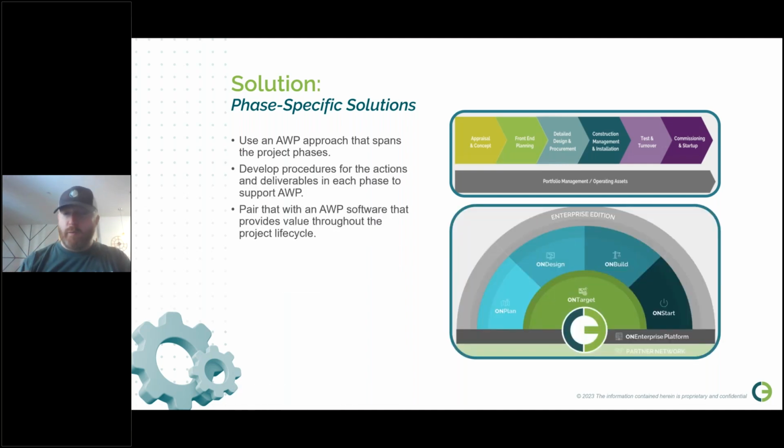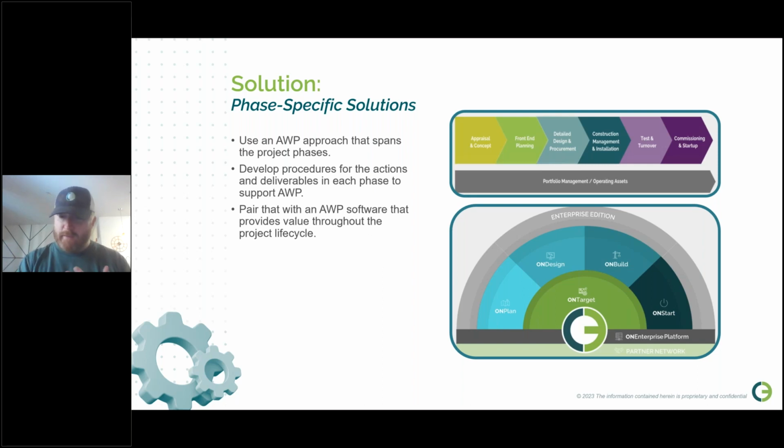You want to develop procedures for the actions and the deliverables in each phase. You need to have a clearly written expectation of, in this phase, you shall do this, this, this, this, and this. In fact, we've got such a procedure right on our website. You can download it for free. And then you can pair that with AWP software that's going to provide value throughout the whole journey, throughout the whole project lifecycle. So we have different modules of O3.